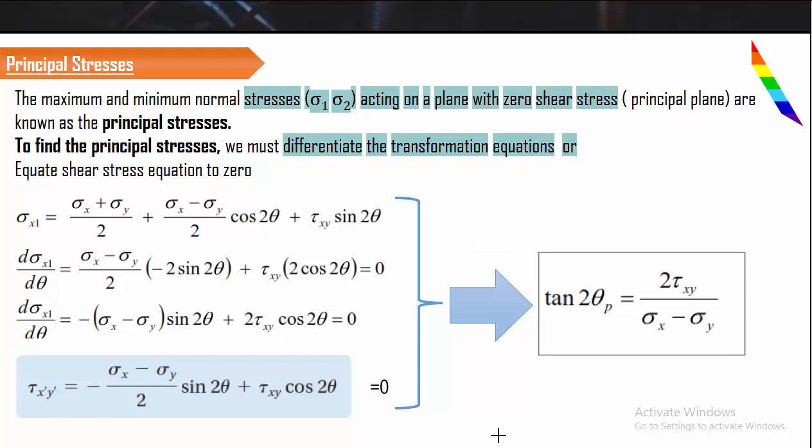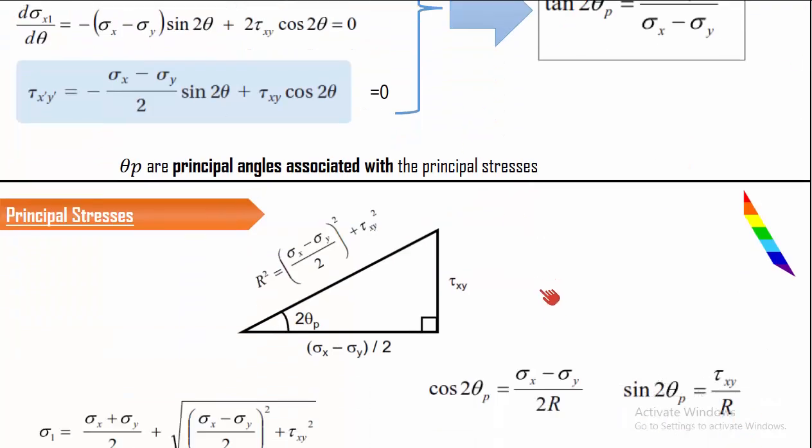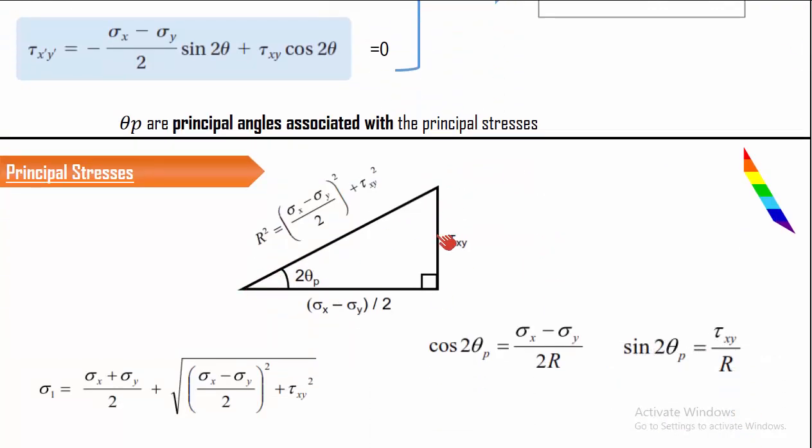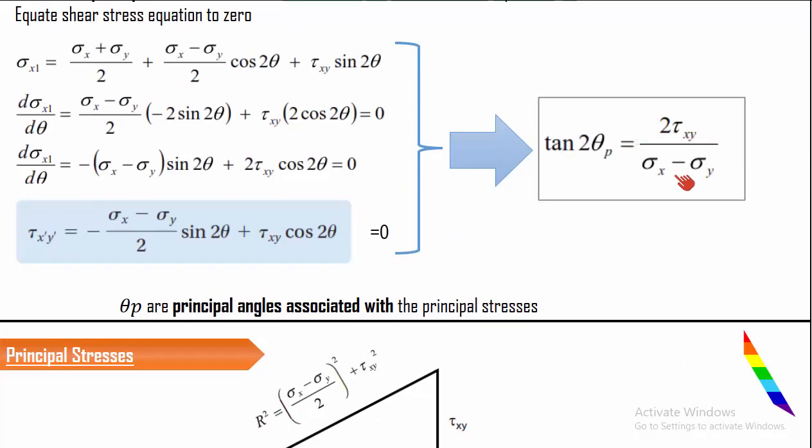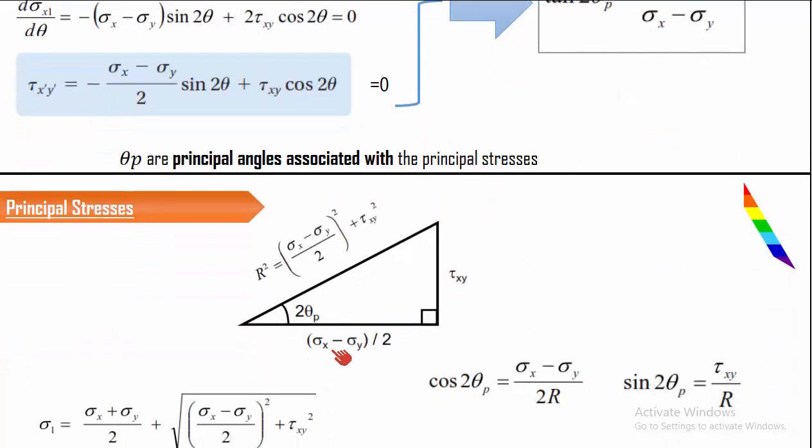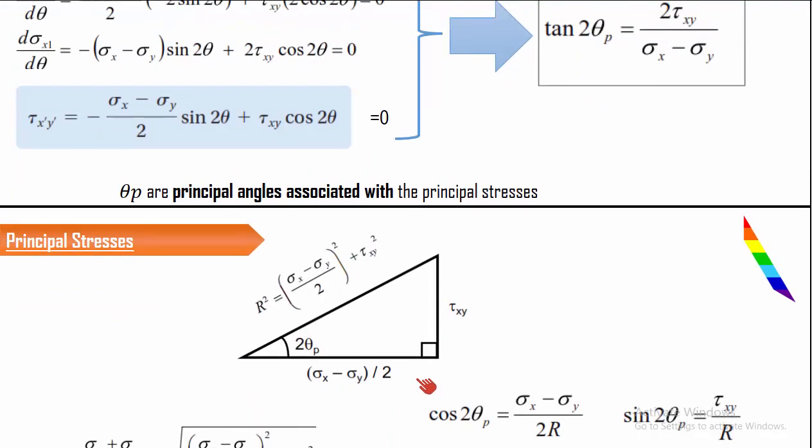Let us see how we are going to achieve that. If you define a right angle triangle, and if you define this angle as 2 theta p, then tan 2 theta p is nothing but opposite by adjacent. The opposite value is going to be tau xy, and the adjacent value is going to be (sigma x minus sigma y) by 2.